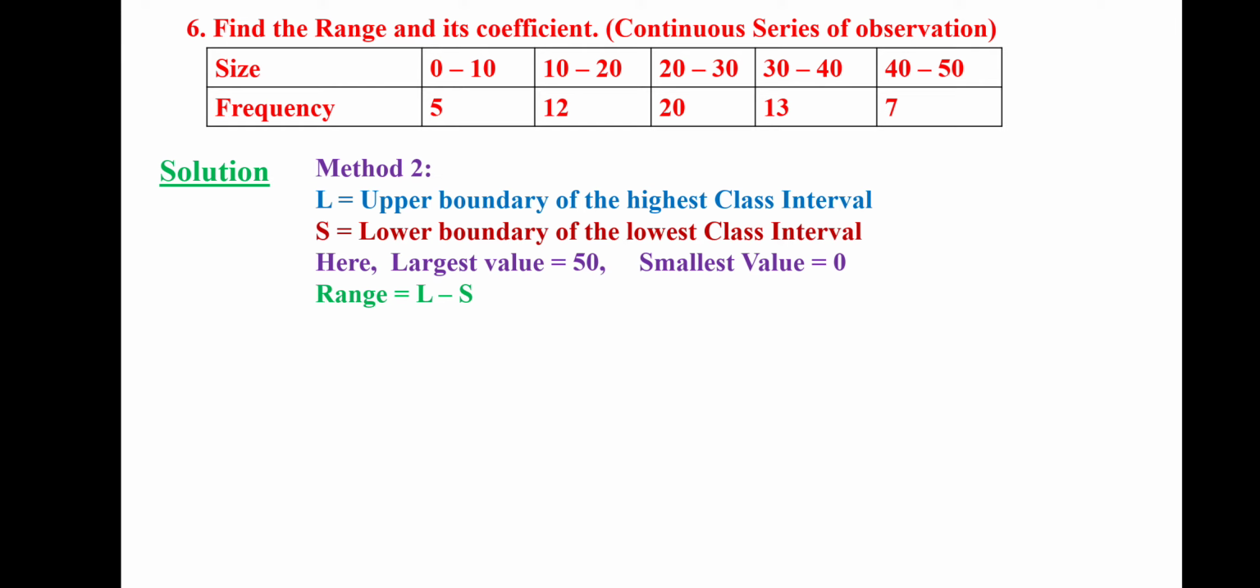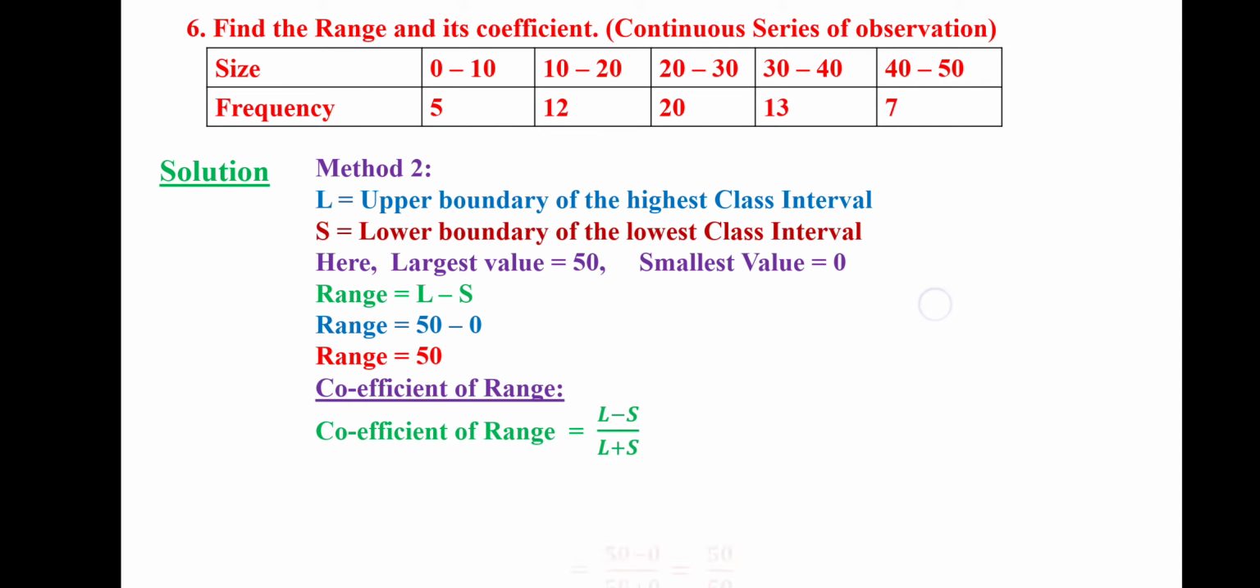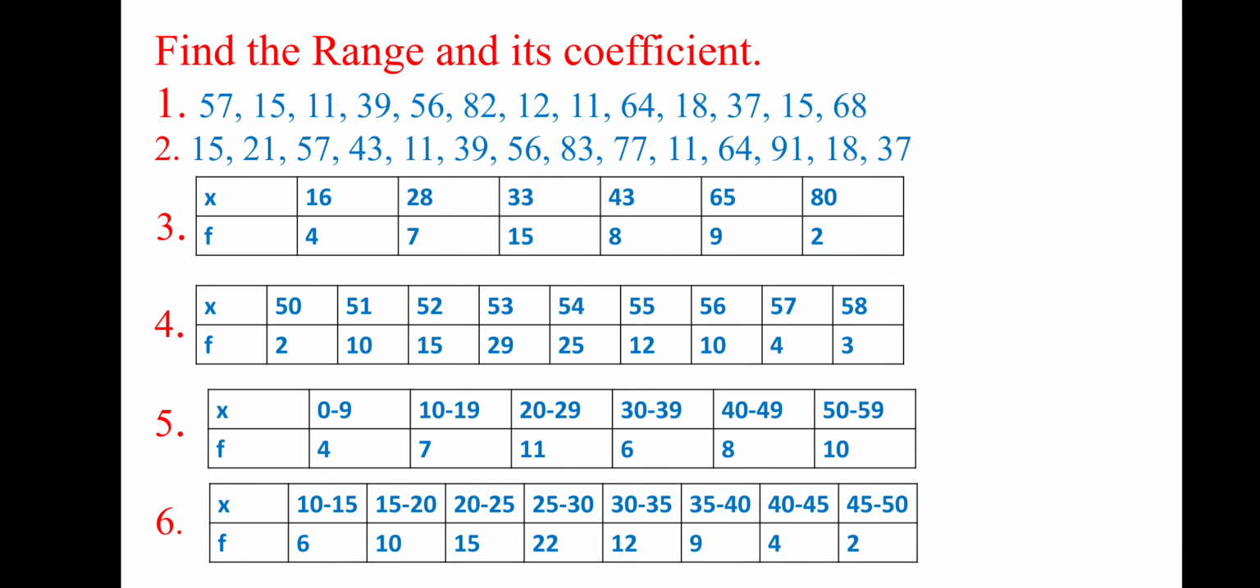Formula: range equals L minus S, so range equals 50 minus 0, range equals 50. Coefficient of range is L minus S divided by L plus S, 50 minus 0 divided by 50 plus 0, that is 50 by 50. So here both values are the same. In some cases we will get equal to 1. In the majority of cases it will come less than 1 but greater than 0. In this case, the coefficient of range equals 1. So here ends the explanation of range problems.